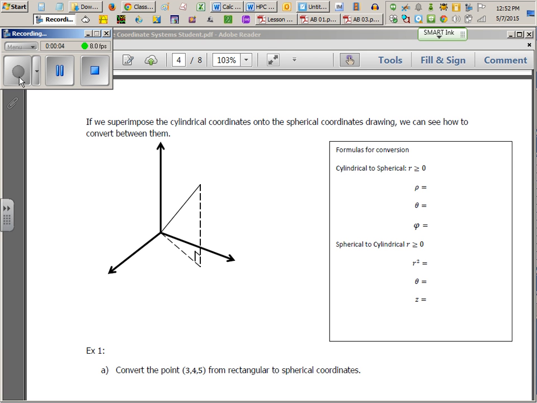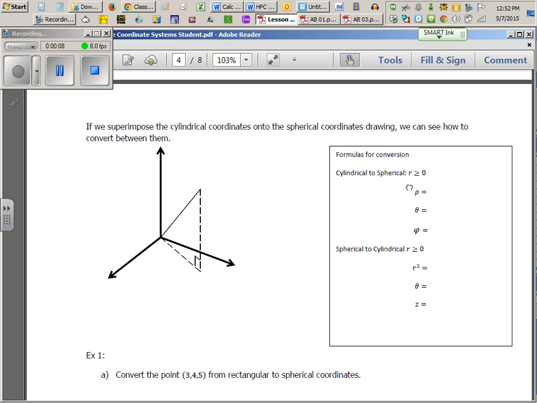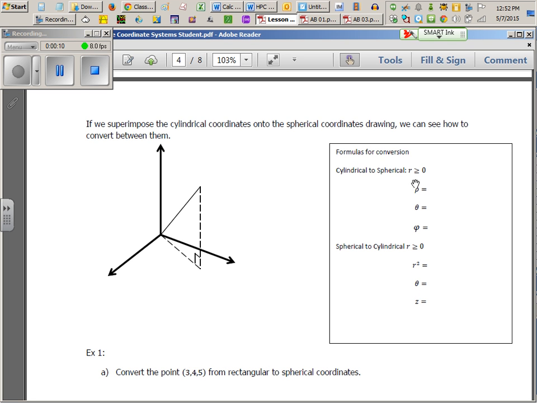Okay, so we have rho, theta, and phi. Those are your spherical variables. Rho, theta, phi. Rho is used for density in your physical science class or whatever.